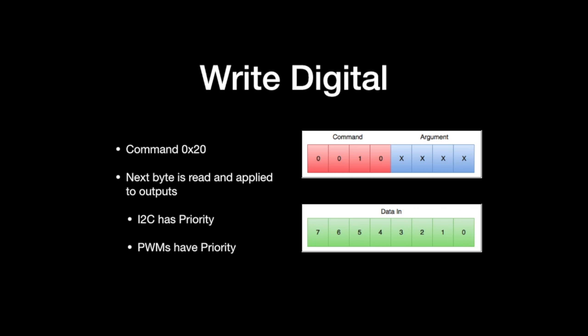As was mentioned with the digital read command, the argument is not used, so the lower nibble of the command byte is ignored. When features such as I2C or the additional PWMs are enabled, any bits in conflict with the data being written are masked off, or in other words, special functions have priority over the digital outputs.